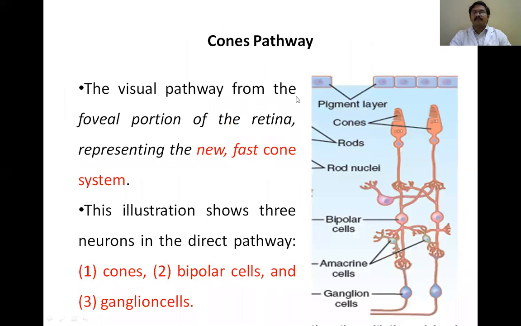The cone pathway, the visual pathway from the foveal portion of the retina, represents the new and fast system. The fovea is where visual acuity is highest, and it forms the new and fast cone system. If you look at this diagram, there are three neurons directly in the pathway: the cones, the bipolar cells, and the ganglion cells. But we also have other cells: the horizontal cells, present in the outer plexiform layer, and the amacrine cells, present in the inner plexiform layer.